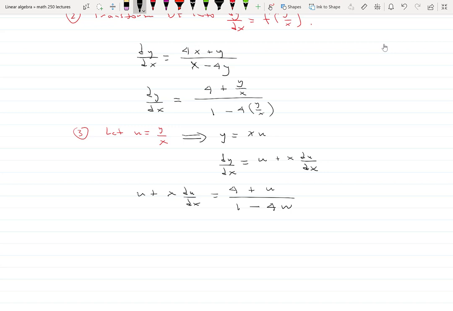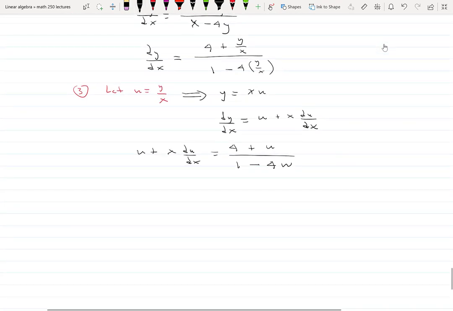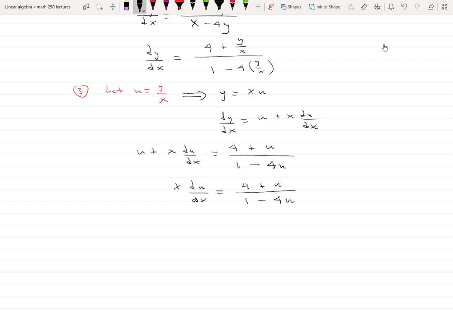The theory behind the scenes tells us that this differential equation is separable. It doesn't look separable yet, but we're guaranteed that if we've done everything right algebraically, this is going to be separable. So let's do this with that in mind. Let's try to separate variables. Let's subtract u from both sides. So we have 4 plus u over 1 minus 4u, minus u from the right-hand side.